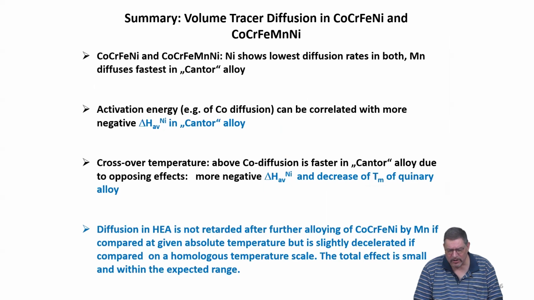The activation energy can be correlated with a more negative average enthalpy of mixing in the Cantor alloy, again because of the manganese addition. And also the crossover temperature, where cobalt diffusion at higher temperatures is faster in the Cantor alloy, can be due to opposing effects: the more negative average enthalpy of mixing of the nickel and the decrease of the melting temperature of the quaternary alloy, again because of manganese addition.